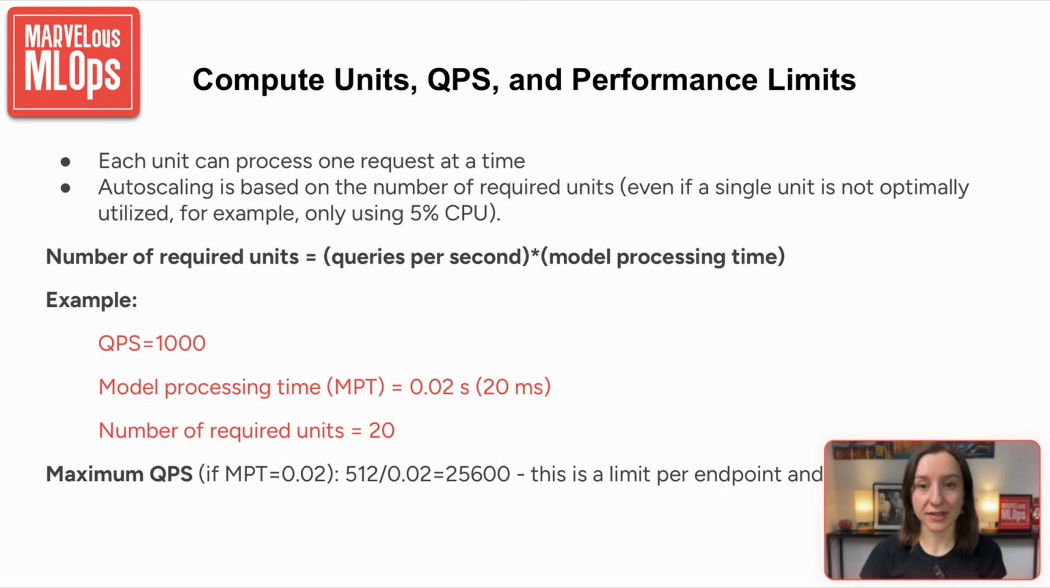The number of units needed is calculated using a very simple formula. Required units is equal to queries per second times model processing time. Let's see this in an example. If you are serving 1000 queries per second and your model takes 20 milliseconds per request, that's 0.02 seconds, then you will need 20 units to keep up without delay. And there is a hard upper limit to this. A maximum of 512 units can be allocated per endpoint and per workspace. So the maximum achievable QPS at 20 millisecond latency would be around 25,600.